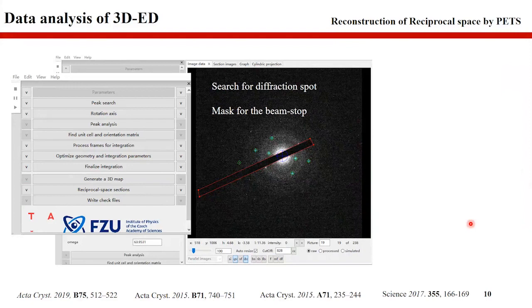The detailed process has been explained in these papers by Professor Palatinus. And what I want to mention is the difference between the kinematic data and the dynamic data. For the kinematic intensity, the intensities belonging to the same reflection on the different frames are integrated together into one spot. Well, for the dynamic refinement, the dynamic intensities are integrated on a per frame basis. The merge process won't be conducted.